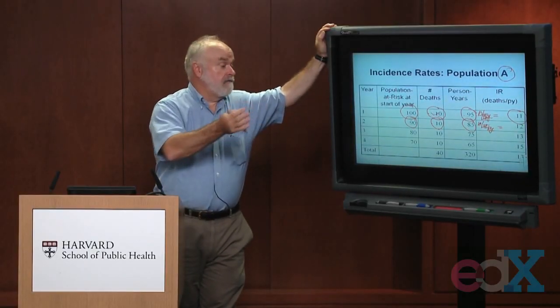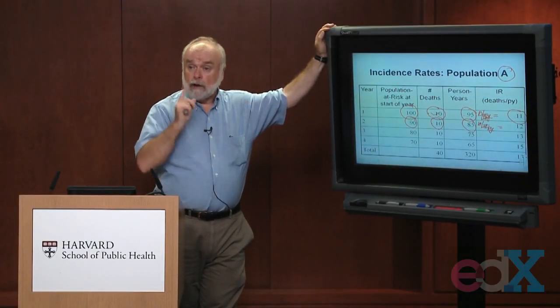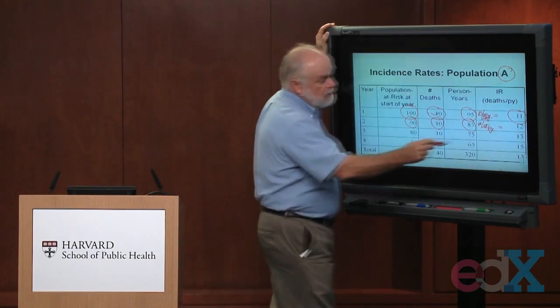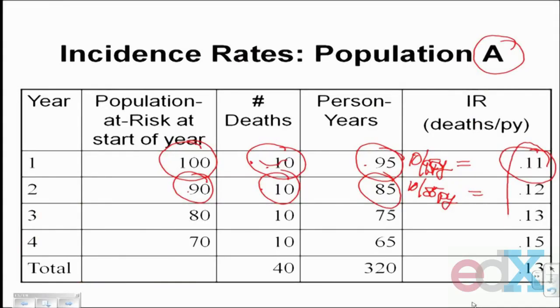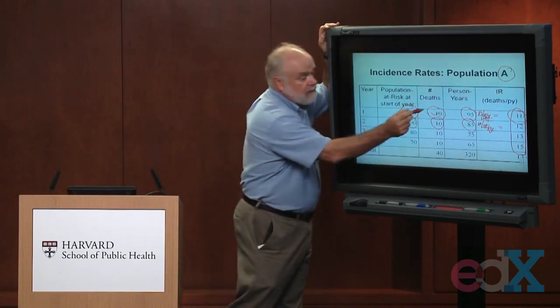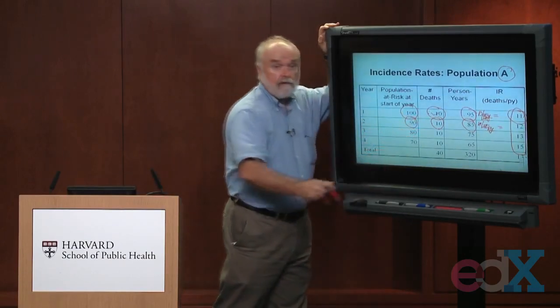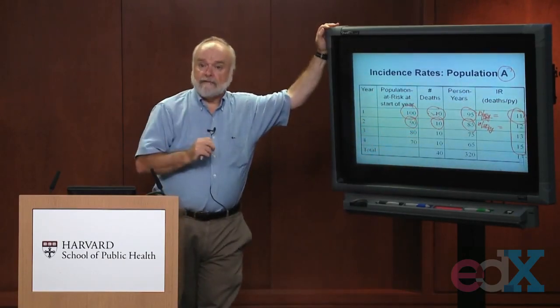And I can do the same thing for year 3 and year 4. What I want to draw your attention to is notice the incidence rate value is increasing. During the first year, it's 0.11 deaths for every 1 person year. That jumps up to 0.12. That jumps up to 0.13. That jumps up to 0.15. Despite the fact that the same numbers of people are dying every year, constant number of deaths.